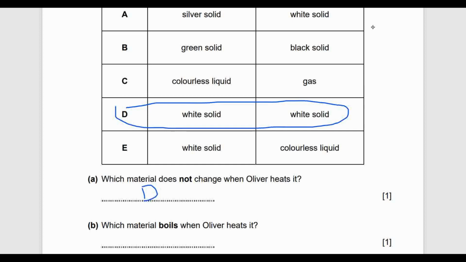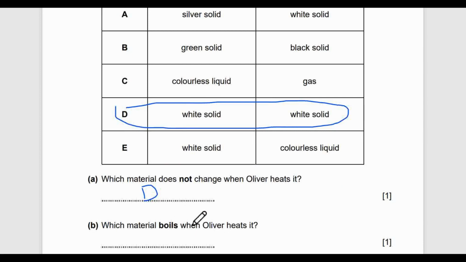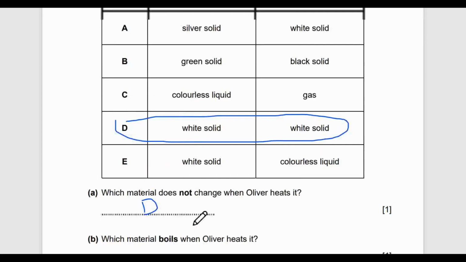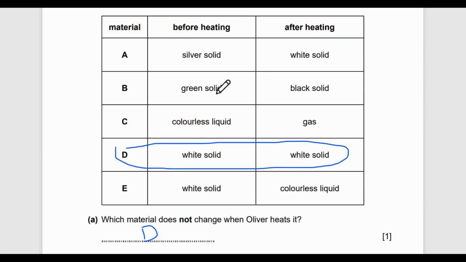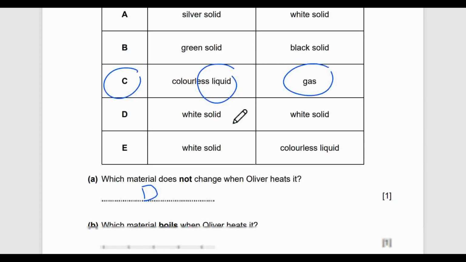Next, which material boils when Oliver heats it? Boiling is the process from liquid into gas state. So here it will be solid, solid, liquid to gas. It will be C. So from liquid to gas, this is the boiling process. So we answer C.